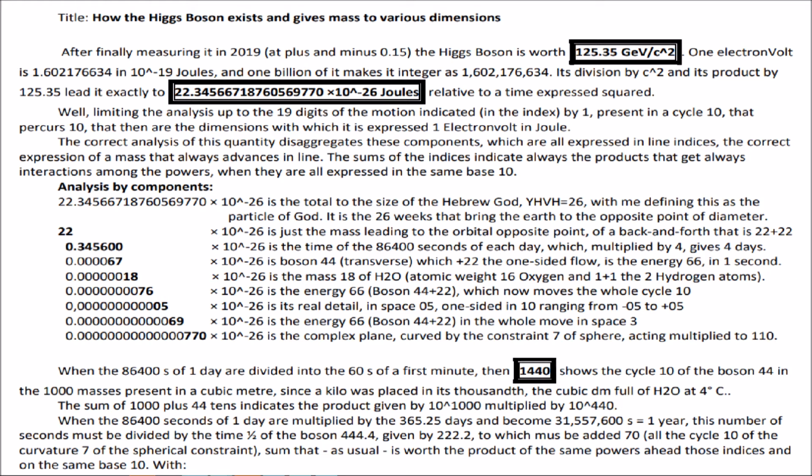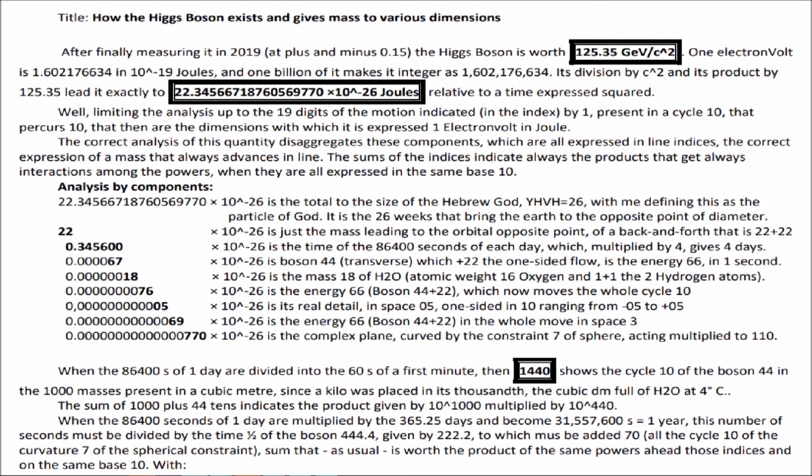22.3456718760569770 times 10 to the power of negative 26 is the total to the size of the Hebrew God, YHVH equals 26, with me defining this as the particle of God. It is the 26 weeks that bring the Earth to the opposite point of diameter. 22 integer times 10⁻²⁶ is just the mass leading to the orbital opposite point of a back and forth that is 22 plus 22.